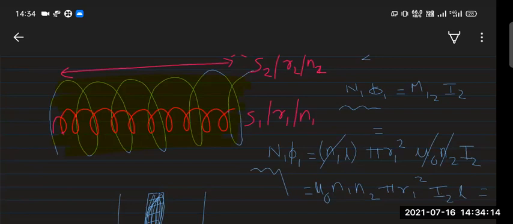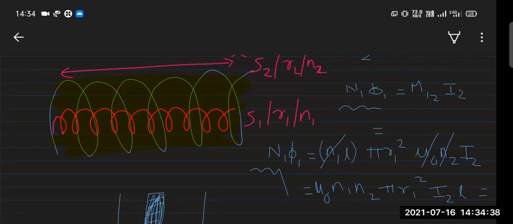Magnetic field will be produced where? We are talking about the inner loop, right? That is S1, the smaller loop. And the current is coming outside. Whether it is going inside or outside, that will just define the direction, which we are not bothered about. Let's consider the direction of current as outward.